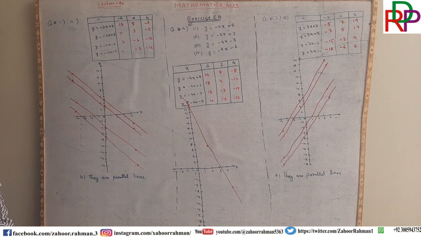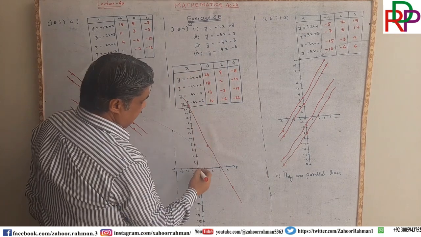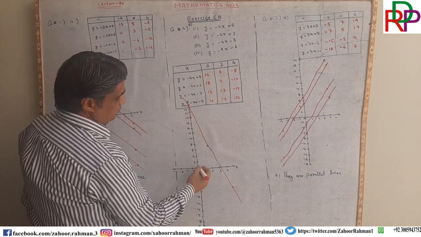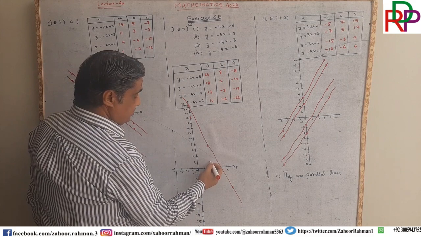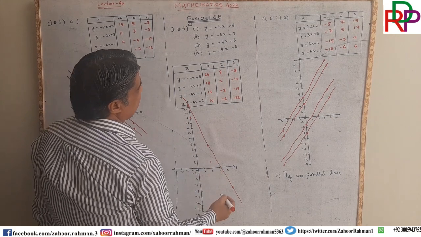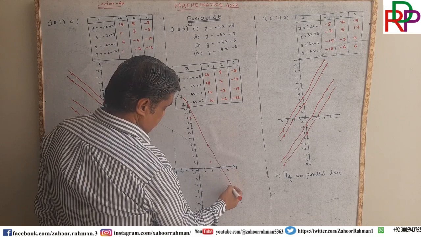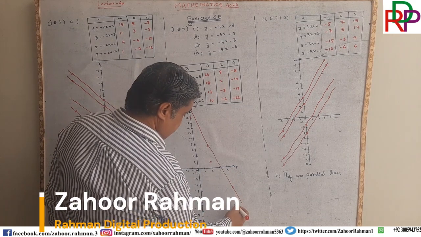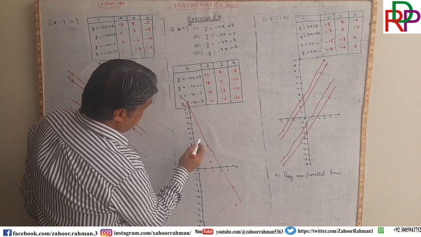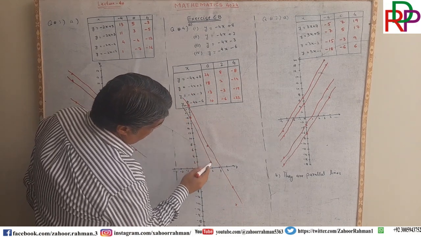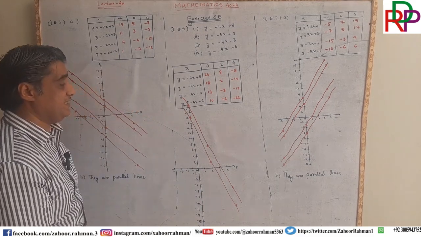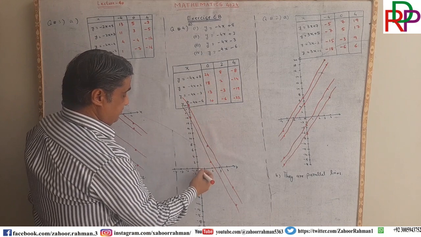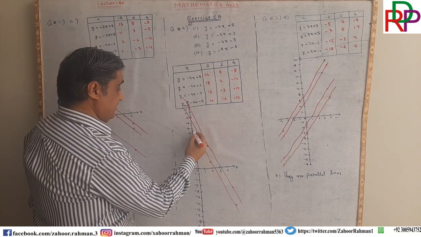Okay, the next one is for 0 it is 18. So 18 is somewhere here. For 2 it is 2. For 4 it is minus 14. So minus 14 will be somewhere here. Again we have to connect these lines like this, and 0, 13. 0 and 13 is here.